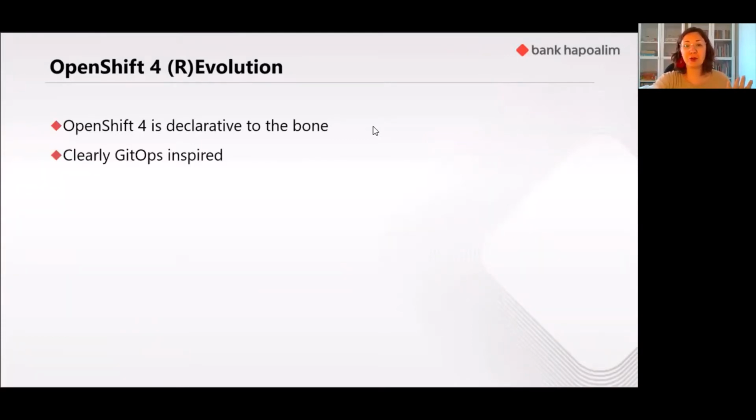And then OpenShift 4 came out. So OpenShift 4 is an evolution and a revolution altogether. OpenShift is declarative to the bone. It's clearly GitOps inspired. Everything is an operator.